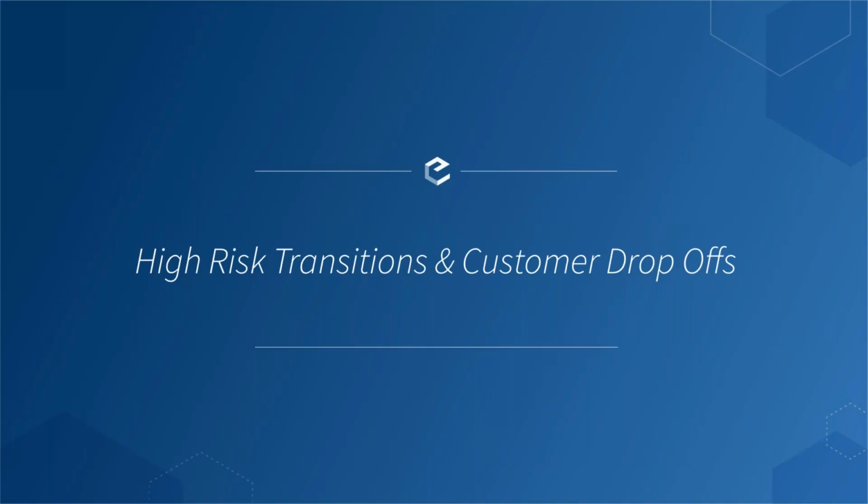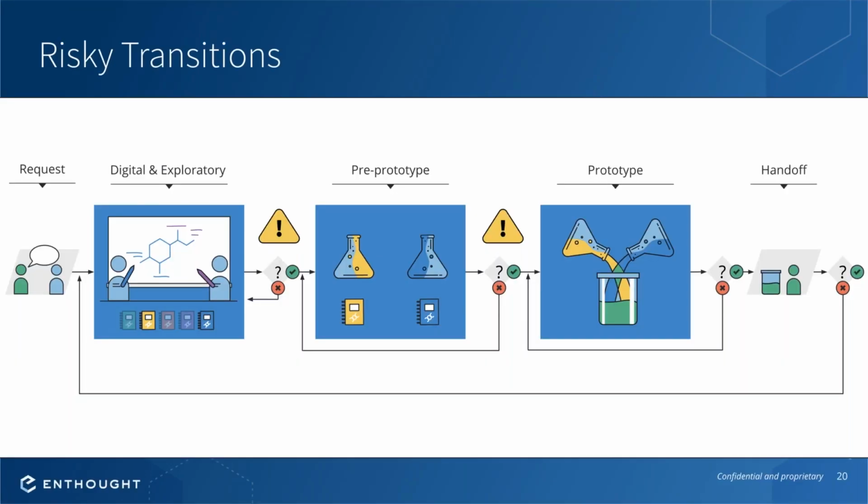And finally, for a third type of opportunities, we're calling them high-risk transitions and customer drop-offs. I'm going to go back to our lab workflow again with our decision gates at each stage. So here we decide at each gate if the recipe, the sample, the device is good enough to move on to the next stage. And again, what we want to do is get to the handoff as fast as possible.